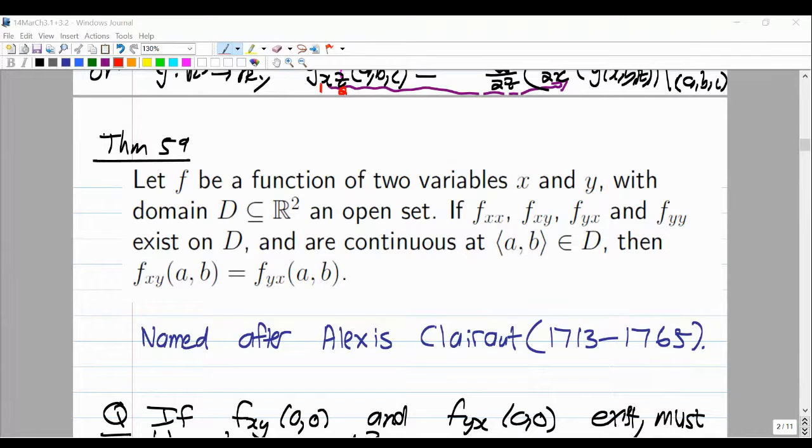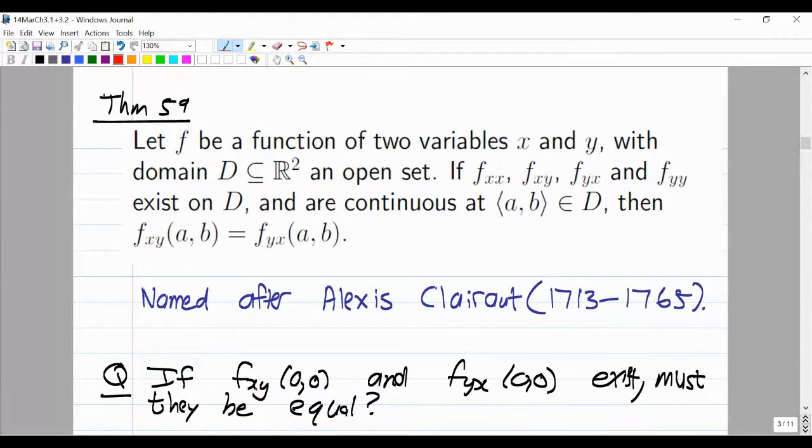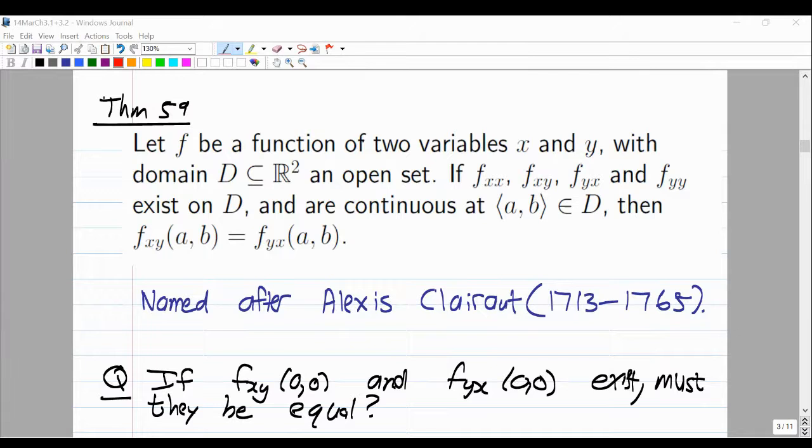But something curious happens. And I want you guys to quickly vote on this. So it's a simple yes, no. Imagine you have a function. You know that f partial xy at the origin exists and f partial yx at the origin exists. Must they be equal? That is, can we apply theorem 59? So look at this question. I want to hear what you guys are thinking. So let's wait till the majority vote.